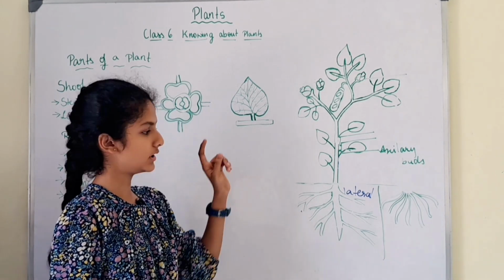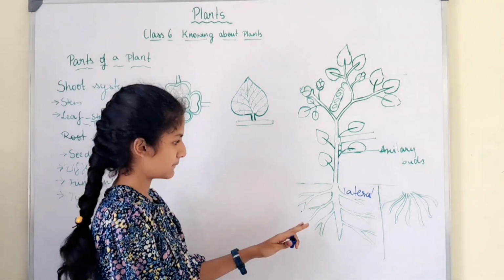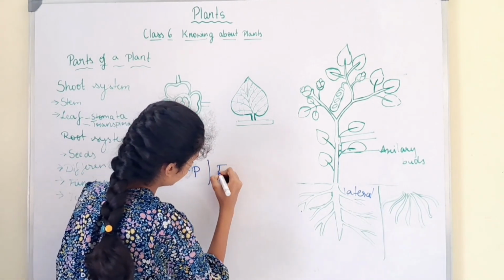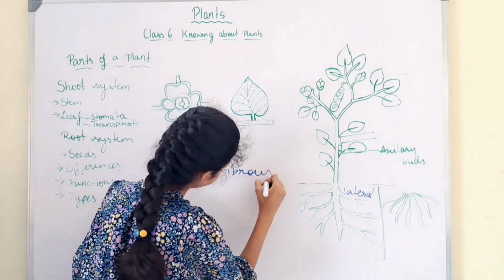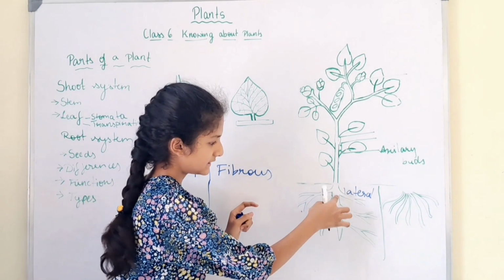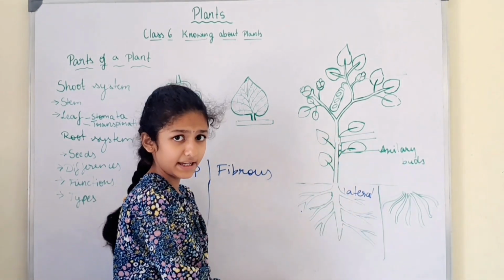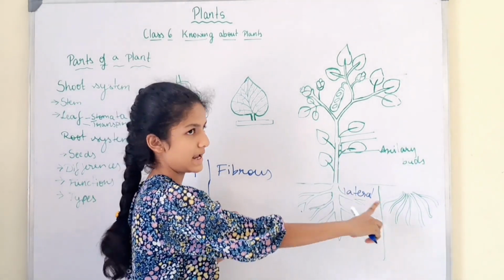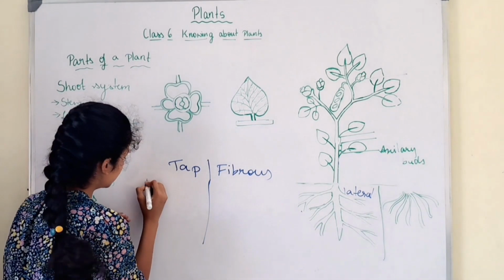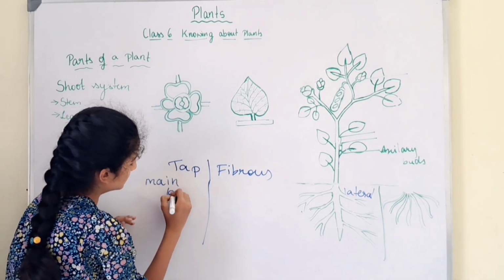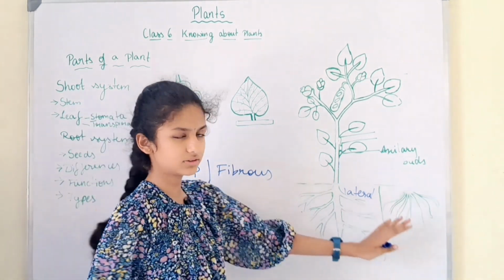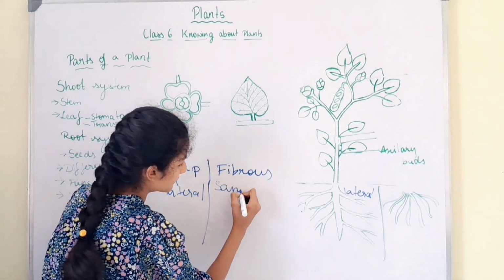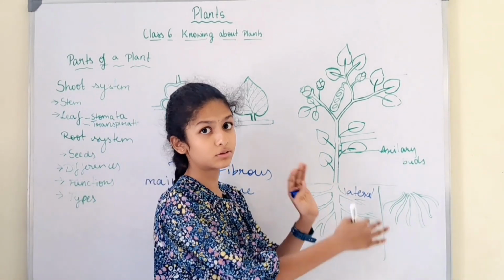First, let us look into the root system. There are two different types of roots, taproot and fibrous root. They have some differences. This is the main root. From this main root, other roots branch out. The roots which branch out are known as lateral roots. So a taproot consists of a main root and lateral roots, whereas in a fibrous root system, all the roots are of the same size and they also look bushy.